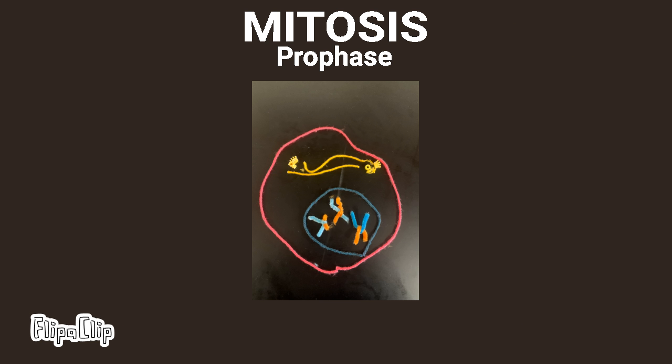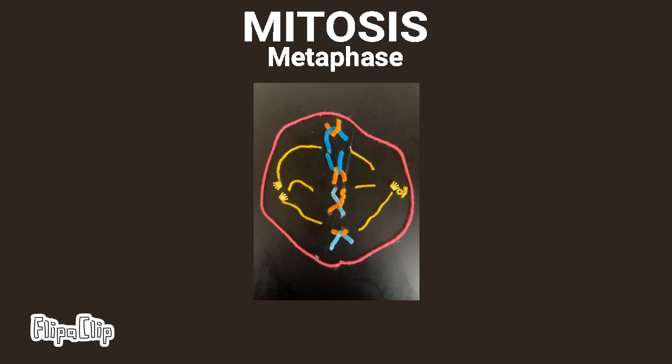During metaphase in mitosis, the spindle fibers form from the centrioles and attach to each of the chromosomes. The cell is preparing to separate its chromosomes. The cell aligns its chromosomes in the middle of the cell. M for metaphase, also you can see M in middle.